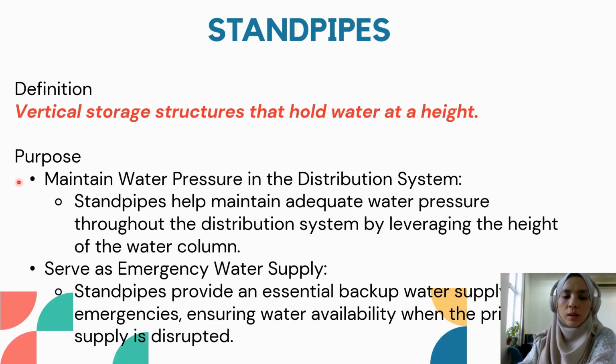So this is how it looks. Standpipes can be defined as vertical storage structures that hold water at height. The purpose is to maintain water pressure in the distribution system, where standpipes help maintain adequate water pressure throughout the distribution system by leveraging the height of the water column. Standpipes also serve as an emergency water supply, providing an essential backup for emergencies, ensuring water availability when the pressure supply is disrupted.